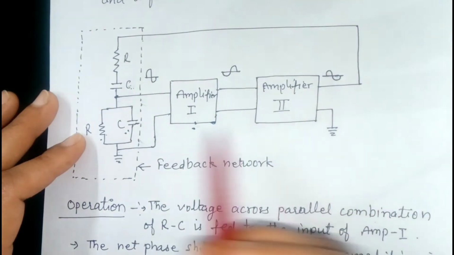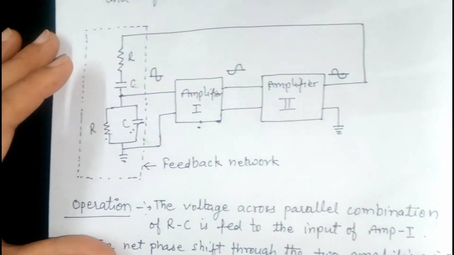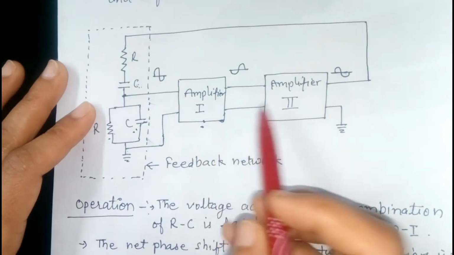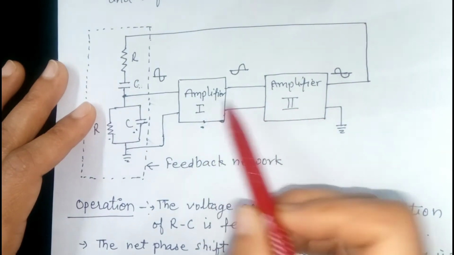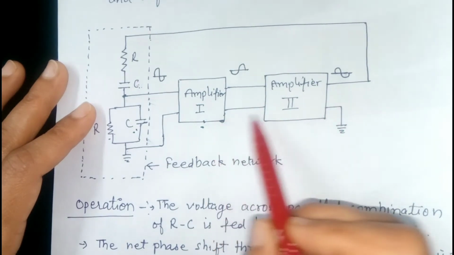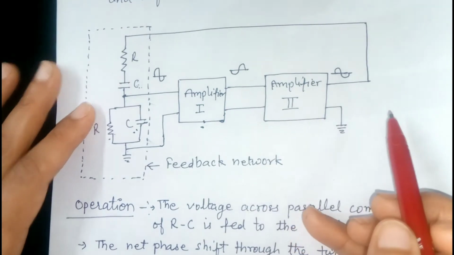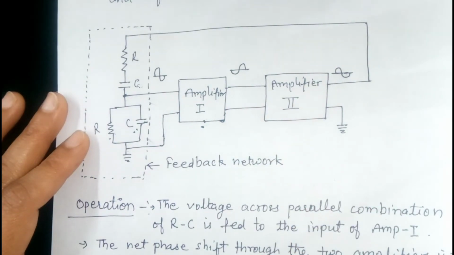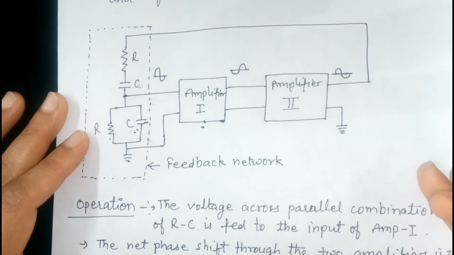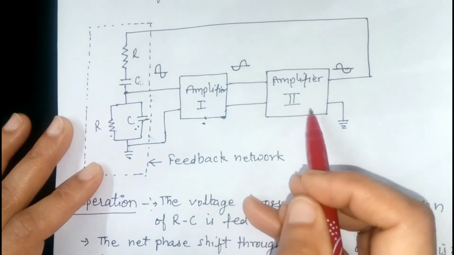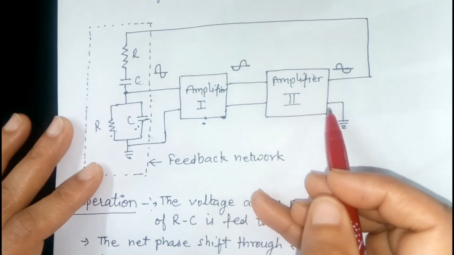This is the block diagram of the Wien-Bridge oscillator. First stage and second stage. Every stage of these amplifiers provides a 180-degree phase shift. So the total net phase shift of the amplifier is 360 degrees. As we know, for oscillation there must be 360-degree phase shift for positive feedback. So these two stages provide 360-degree or 0-degree phase shift.